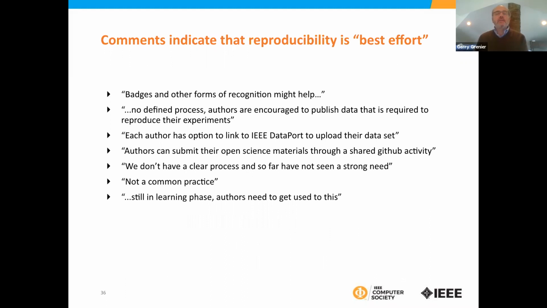Oh yeah, I'm sorry. So there are some random comments taken from the survey. Badges and other forms of recognition might help. There's no defined process. Each author has the option to link to IEEE Dataport and upload their data set. We see that as fairly common. Authors can submit their open science materials through a shared GitHub repository. We don't have a clear process and have not seen a strong need. That surprised me. It's not a common practice, still in the learning phase.